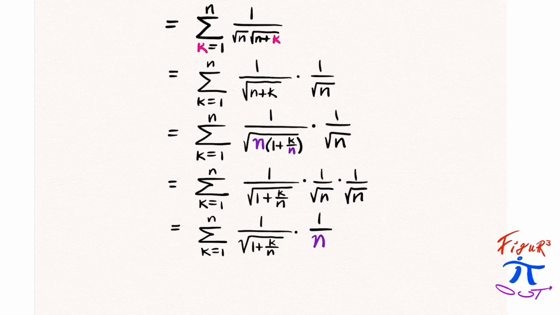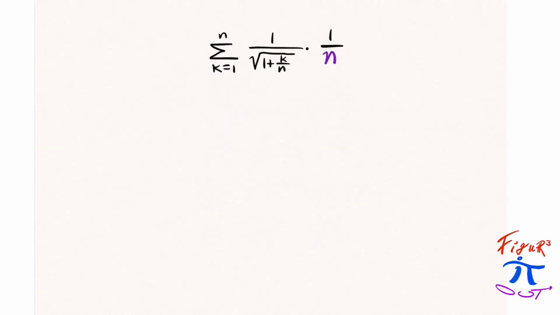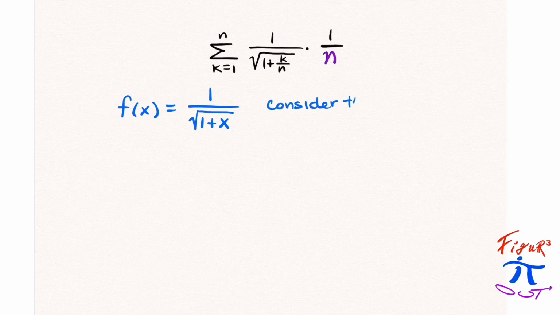Now the variable we're summing up here is k, so n is just a fixed number, and later we'll take the limit as n goes to infinity. Now I want you to imagine the function f of x is equal to 1 over radical 1 plus x. So you can see where I'm going with this in relationship to my series.